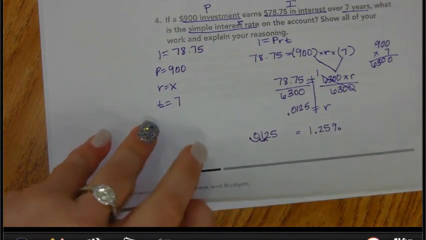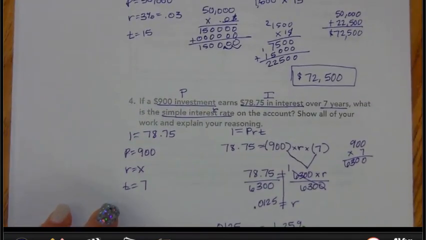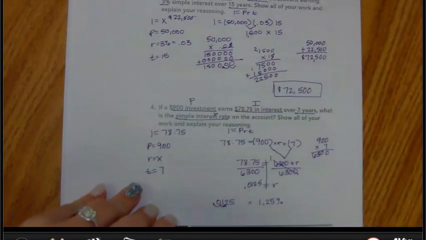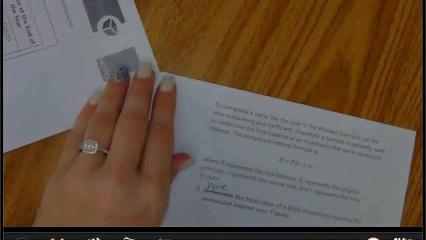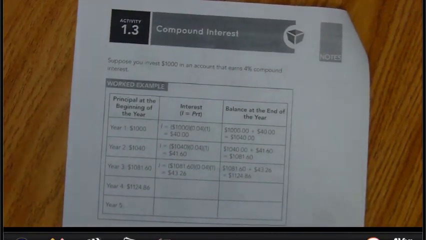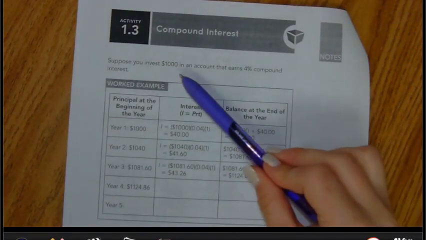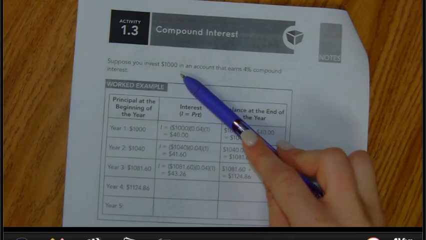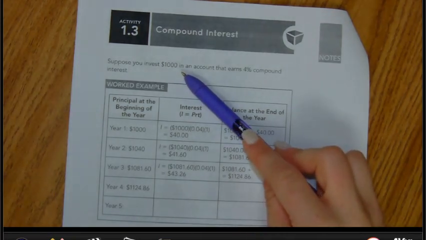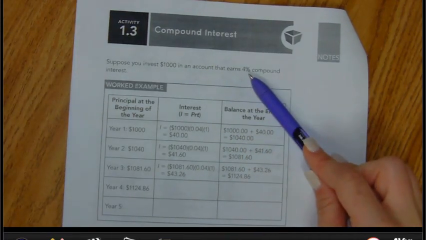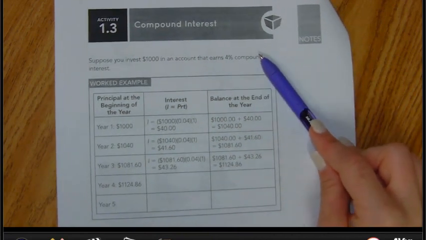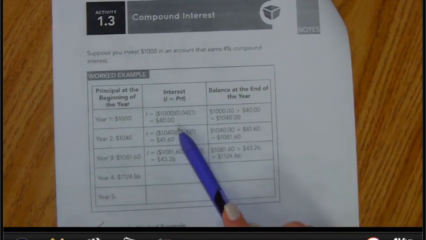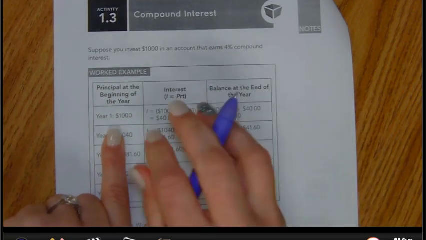Okay. That's doing examples on simple interest. Looking at activity 1.3, this is something called compound interest. Suppose that we take the original $1,000 that we had in our first activity, and we're investing it at 4%, but instead of simple, this is compound interest. So watch what happens.